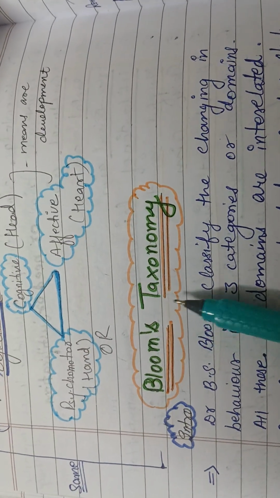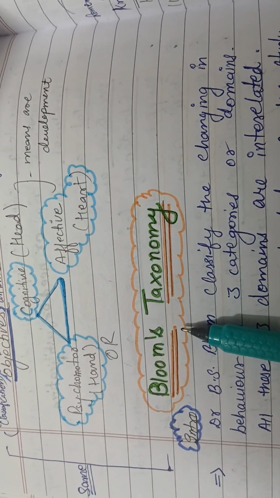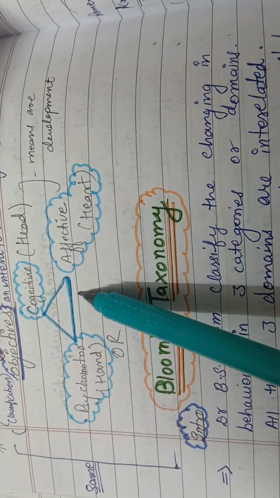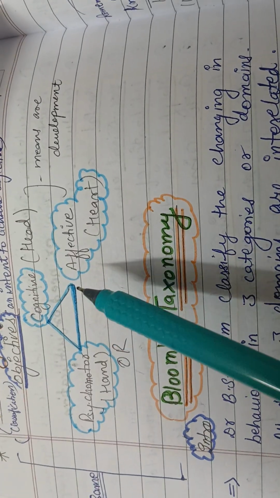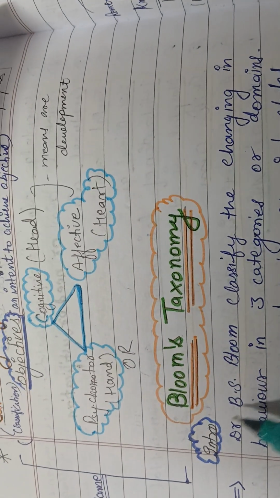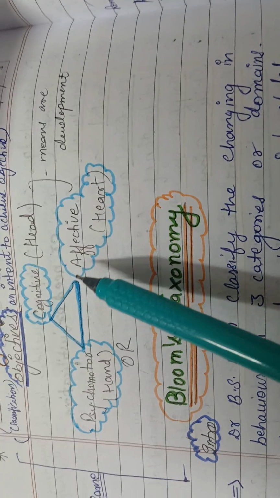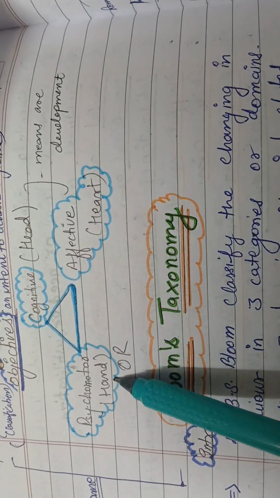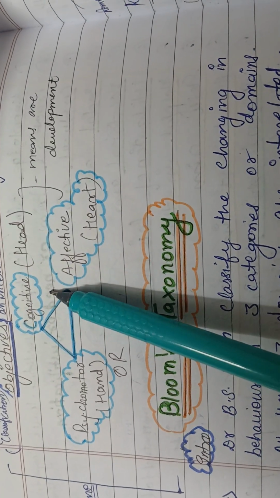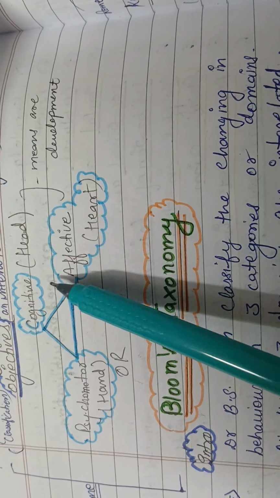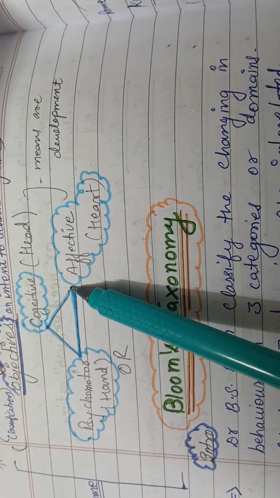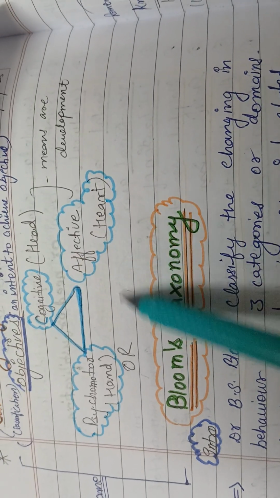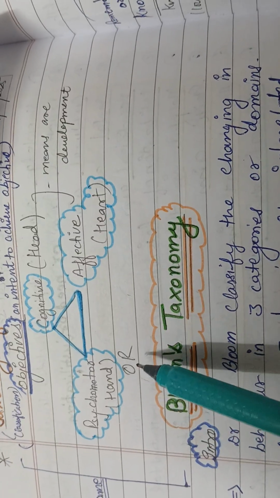This topic is about Bloom's taxonomy. In Bloom's taxonomy, we have three components, or three domains. First is the cognitive, second is the affective, and third is the psychomotor. Cognitive is related to the head, like whatever instructional objectives we make. Affective is like the heart, and psychomotor is when we use our hands.